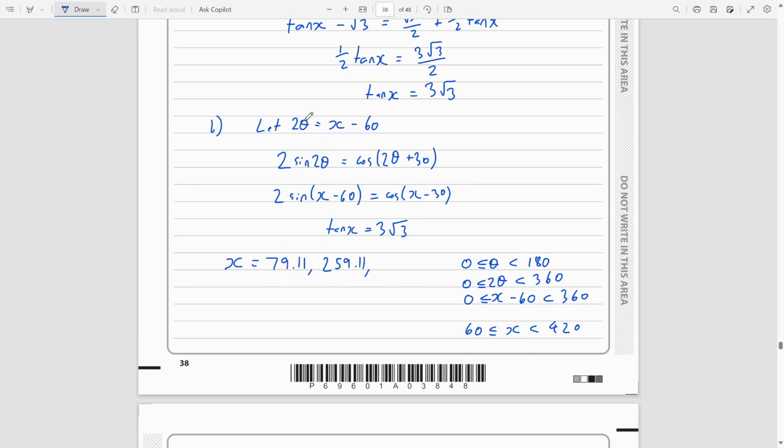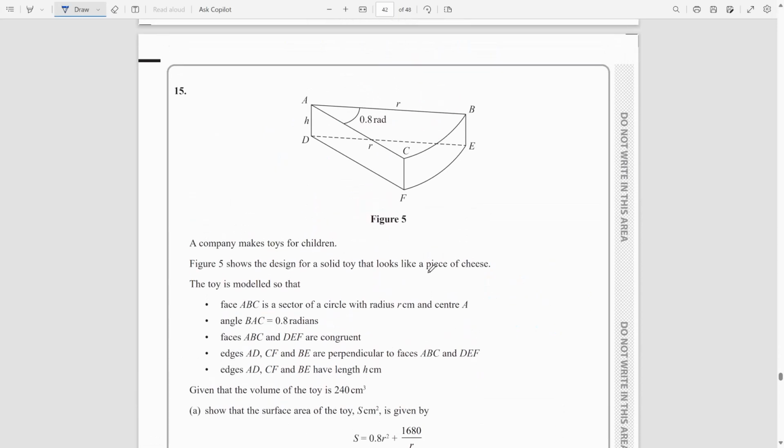Now, we just need to find out what theta is. So 2 theta is x minus 60. So I can just say, therefore, 2 theta is these values minus 60. So 19.11 and 199.11. And therefore, my values of theta are these things divided by 2. And I want 1 decimal place. So that gets me 9.6. And 199.11 divided by 2 gets me 99.6. And we're done.